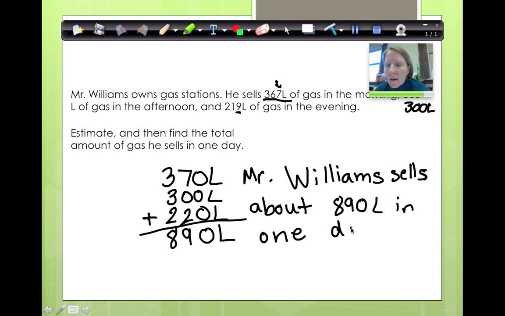This is not good enough. We want to say about because we estimated. This is not the exact amount, is it? This is about how much he sells in one day. Okay, now let's go on to the next problem here.